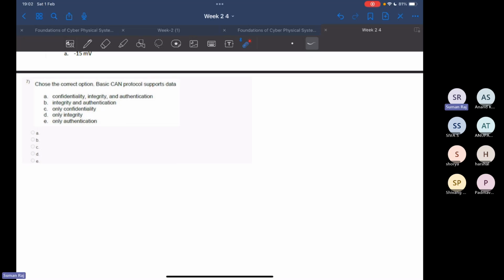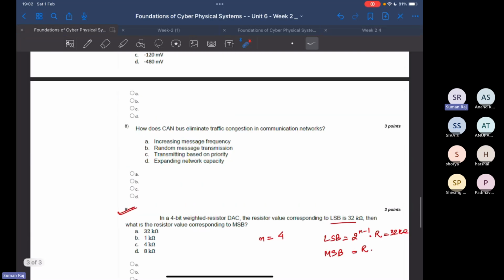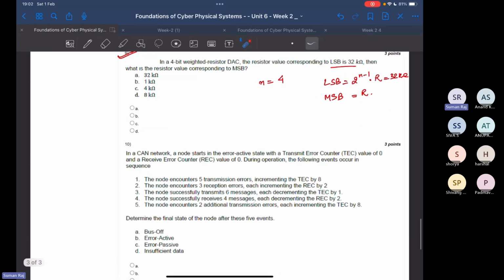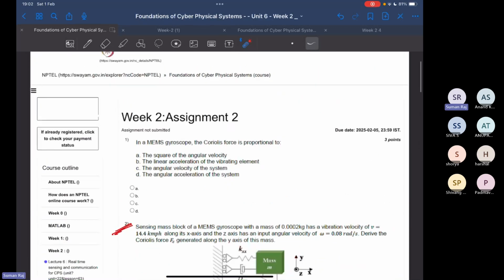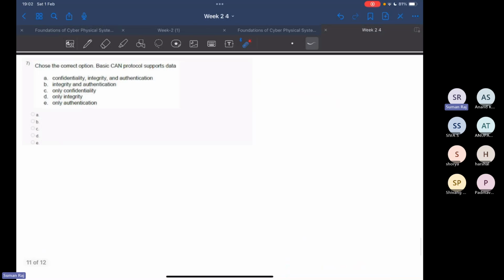So this question says, let me just check if this question is there or not. Okay. So here this question says choose the correct option, and basic CAN protocol supports data. So can someone tell me what is the full form of CAN? Control area network, and A is the answer, ma'am. A is not the answer. Control area network.